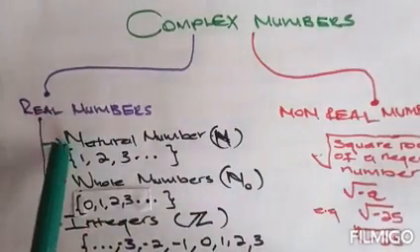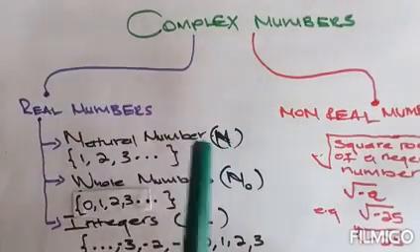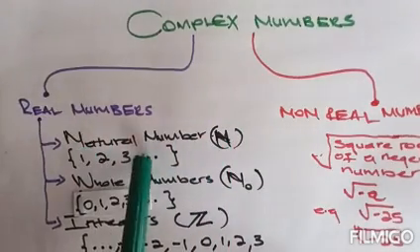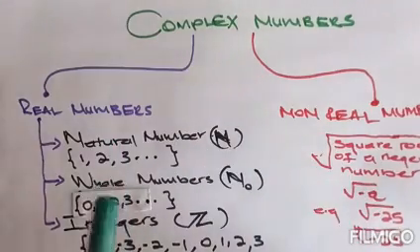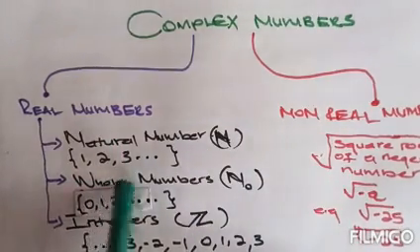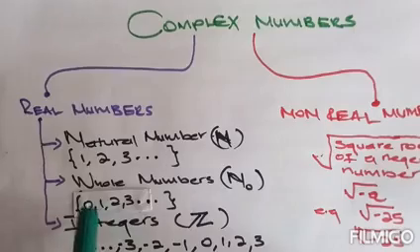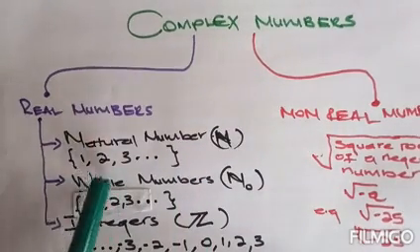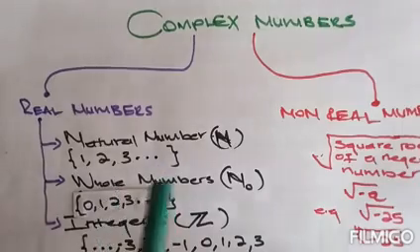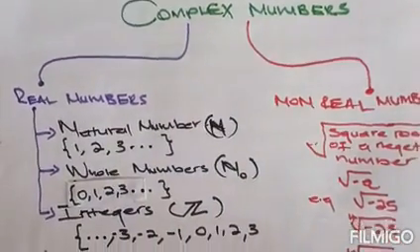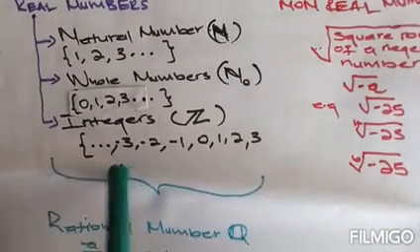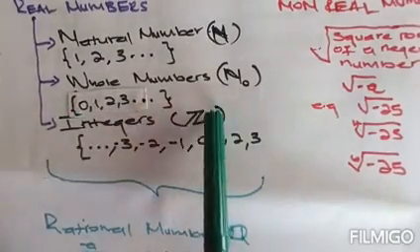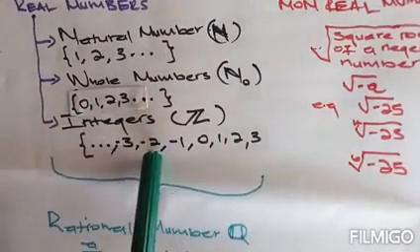While in real numbers we have natural numbers, where natural numbers are 1, 2, 3, and so on. And we also have whole numbers, which are the natural numbers and a zero. So in whole numbers we start from 0 and then so on. And we also have integers. Integers are all whole numbers and negative numbers.